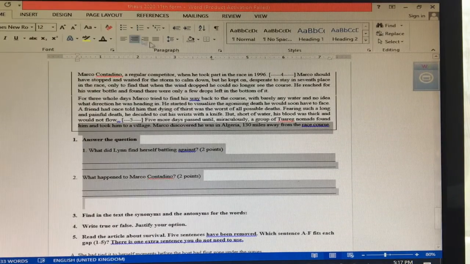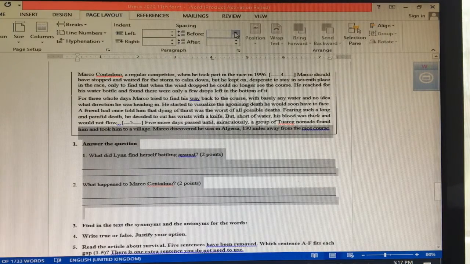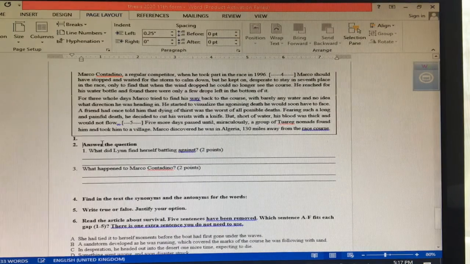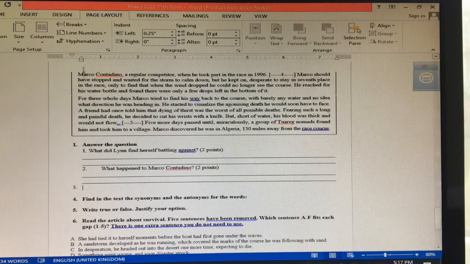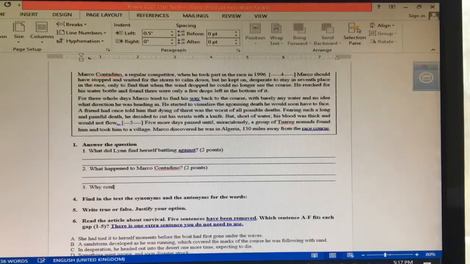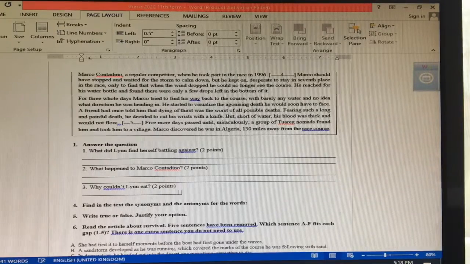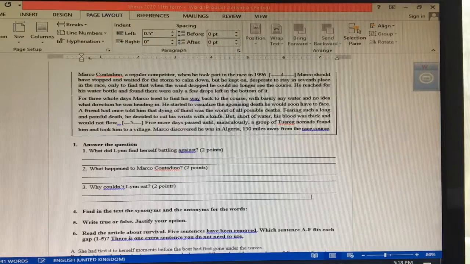But we have to, again, so designing the test is important. So first we had answer the questions. Now we have question number 3. Maybe we should do this a little bit here. So designing the test also takes a little bit of time. And question number 3 is going to be: why couldn't Lynn eat? So in the text you have the answer to that as well. So all of this we're going to get 2 points. And we give the students the space, just like at the baccalaureate exam. So their task is to find, and they're not penalized if they have any spelling or grammar mistakes here.